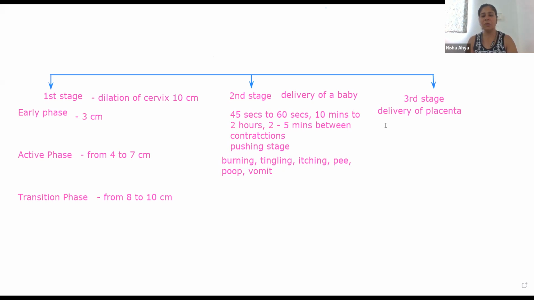And the third stage of labor is the delivery of the placenta. That will happen within 5 minutes to 1 hour. Naturally, if you're going to wait for natural delivery of the placenta, it can happen within 5 minutes to 1 hour.